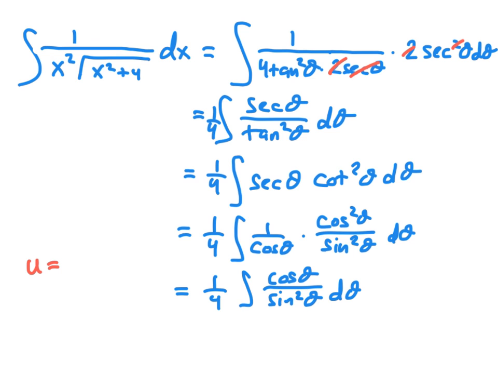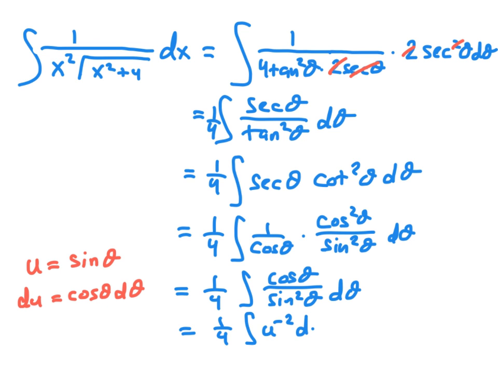We can let u equal sine of theta, the inside function of the composition in the denominator, and then du will be the cosine of theta d theta. And so in terms of this substitution, this integral becomes 1/4 the integral of u to the negative second power, because that u squared is in the denominator, du. This is now a straightforward integral using the power rule.